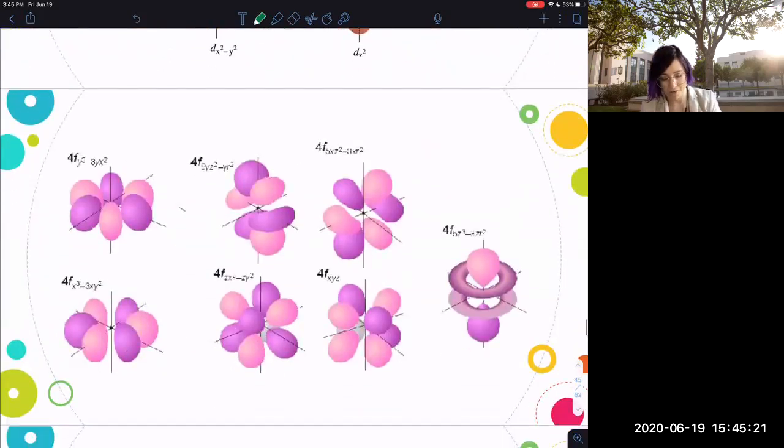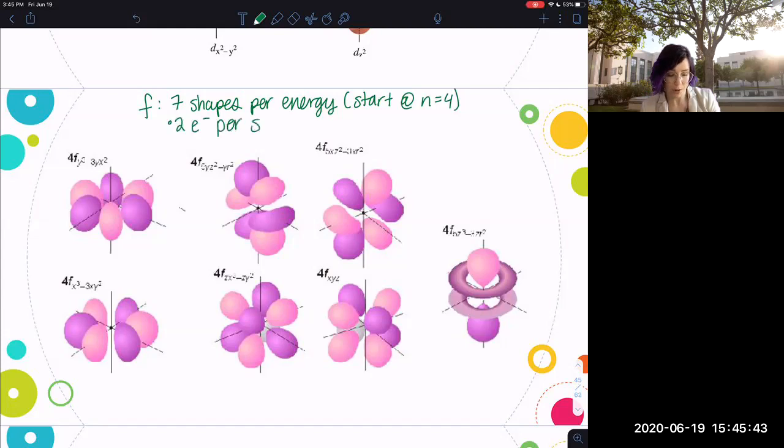And then we have f. So there are 7 shapes per energy level. Again, I'm not going to have you draw any of these, so don't be afraid of that. We start at energy level 4, n equals 4. We have 2 electrons per shape, so there's 14 electrons max you can put in an f orbital.